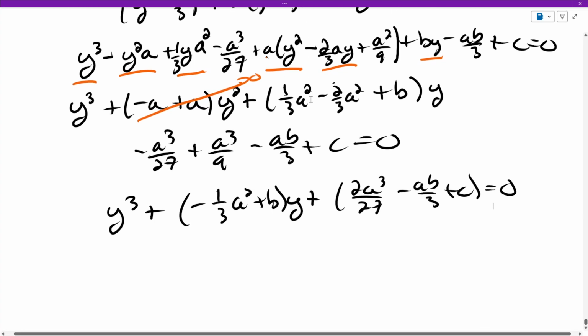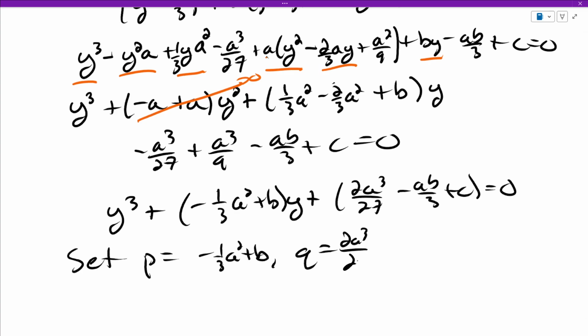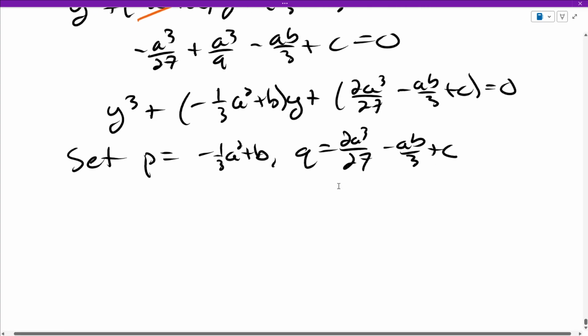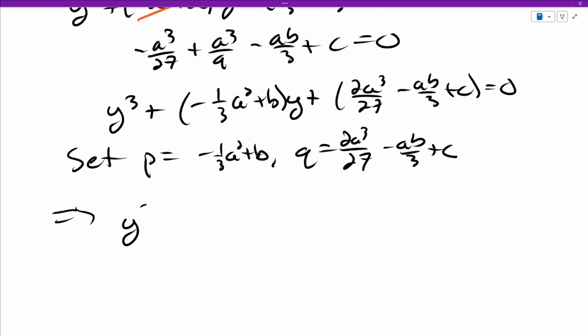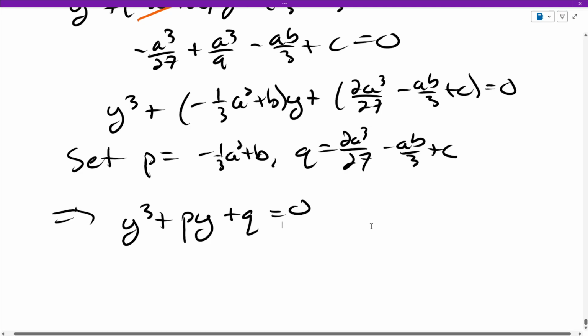All right, I don't know what a, b, and c are, so I'm going to set p to be minus 1/3 a squared plus b, and q to be 2a cubed over 27 minus ab over 3 plus c. Okay, and so if we do that then our cubic becomes y cubed plus py plus q is 0. So all of that's fine and good.